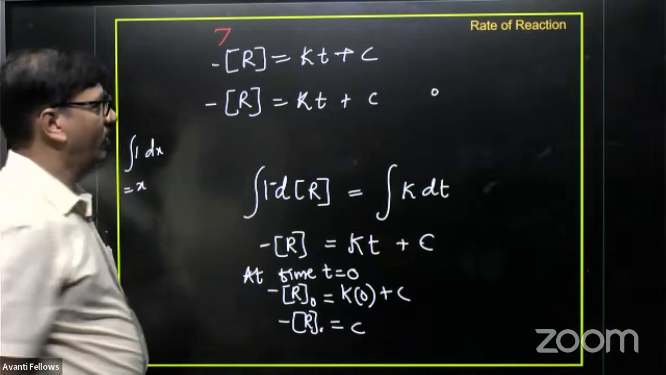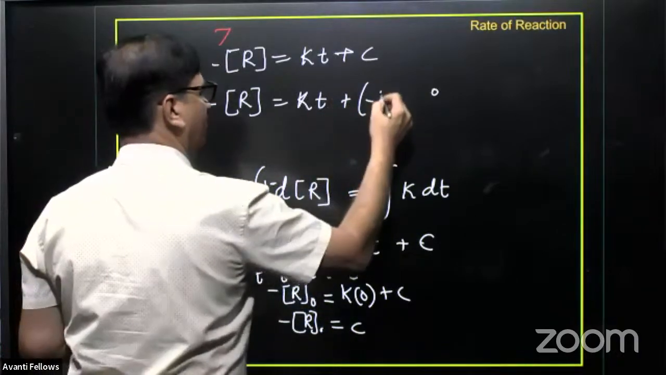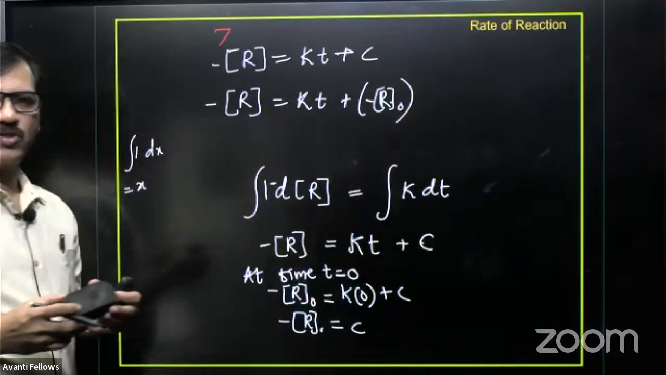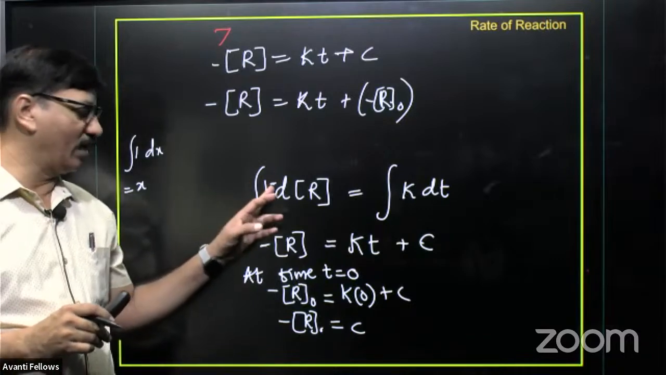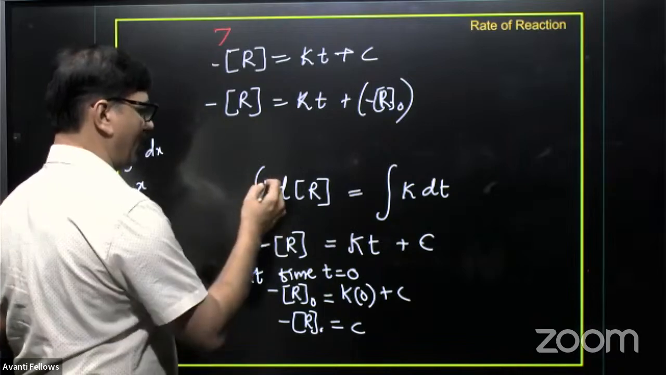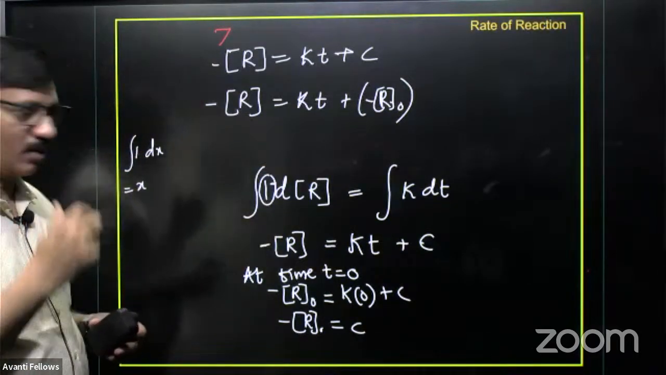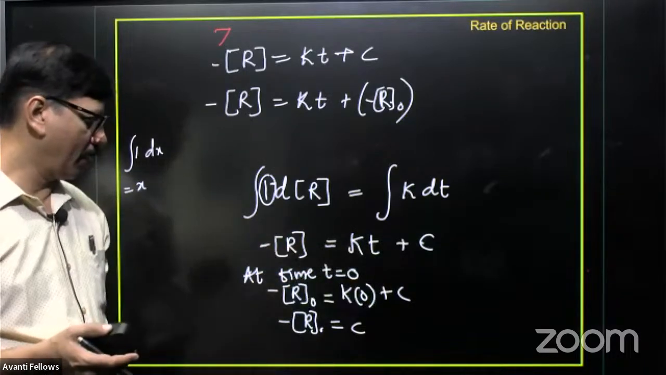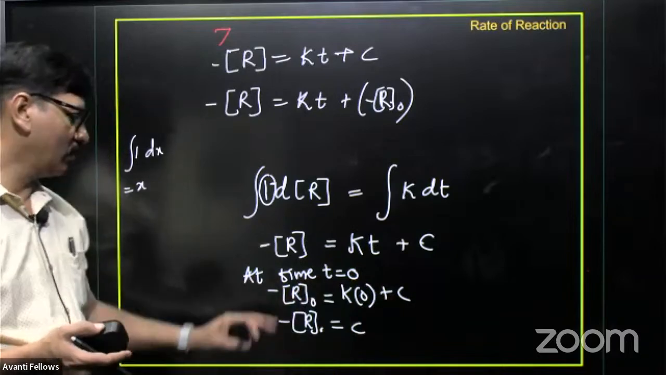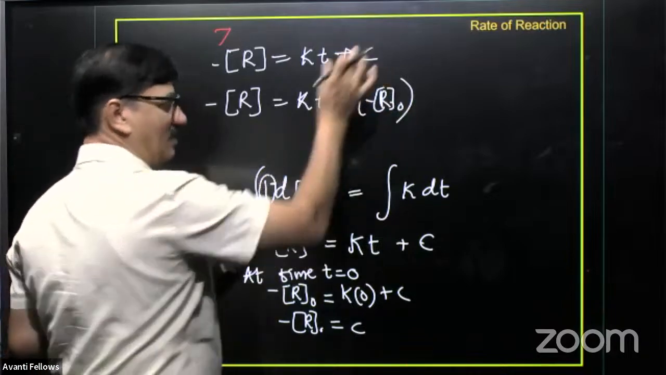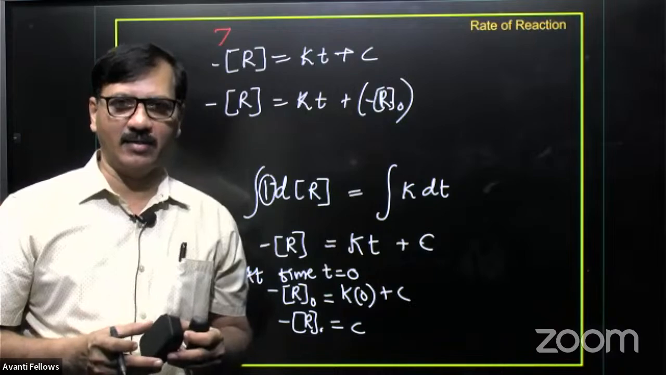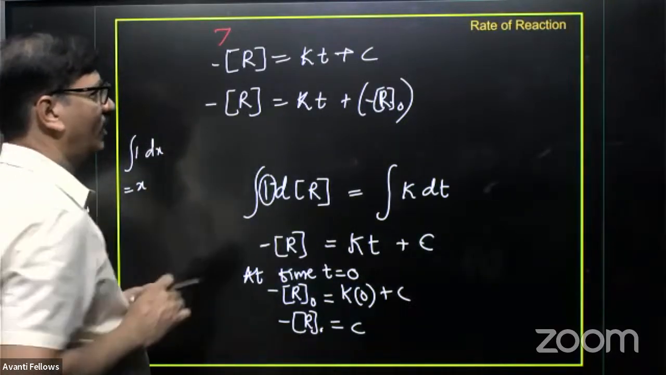Minus R is equal to kt plus C, where C is minus R0, the initial concentration of R. So the expression will become like this. Integration of minus 1 dR, consider it as minus 1 or 1 into minus dR, so this is minus R equals kt plus c. When time t is equal to 0, k into 0 is 0, and c is minus R0. Minus R0 is nothing but the c value, the constant of integration. So it is the initial concentration. At the time t equal to 0, the concentration of the reactant is R0. This is the integrated rate expression.